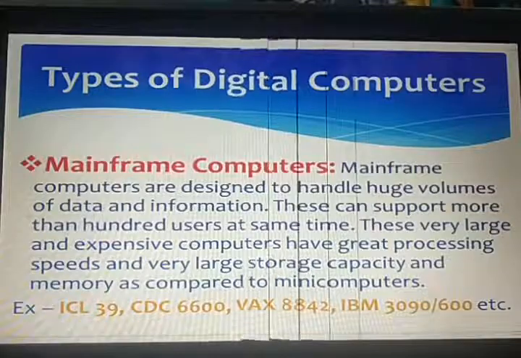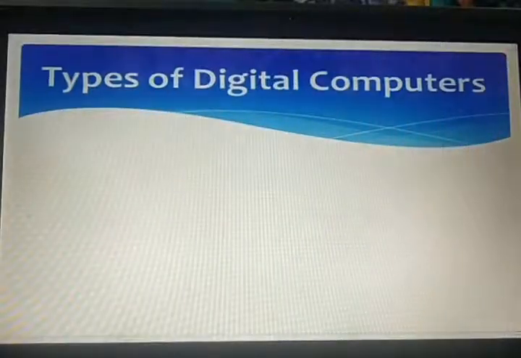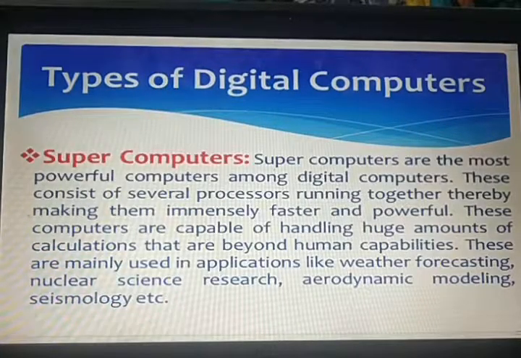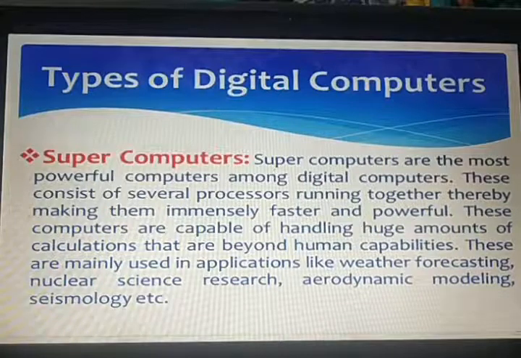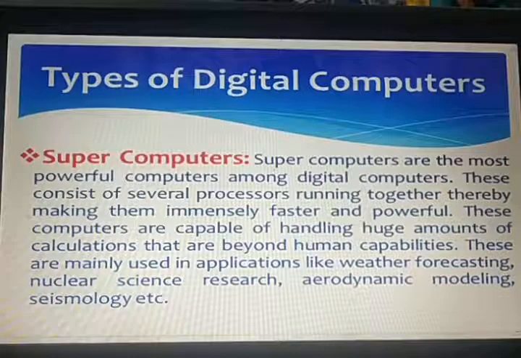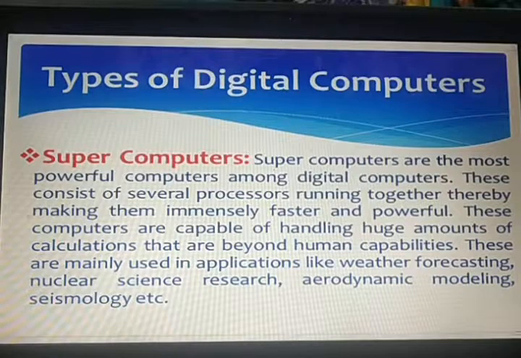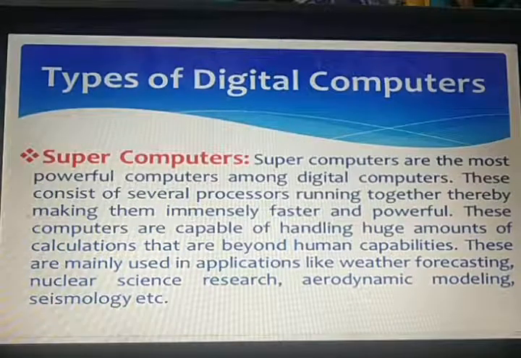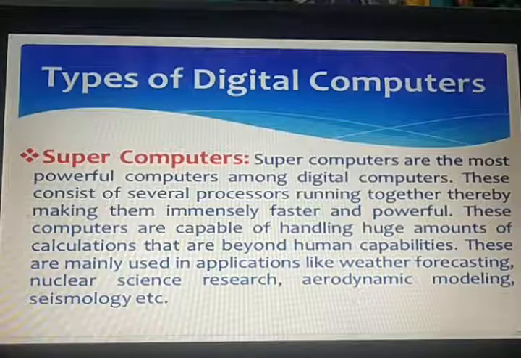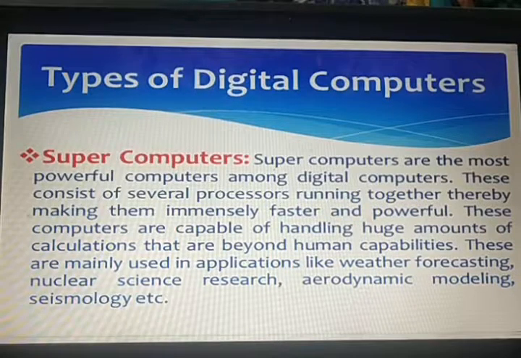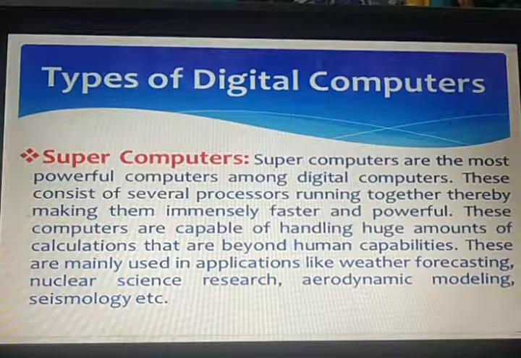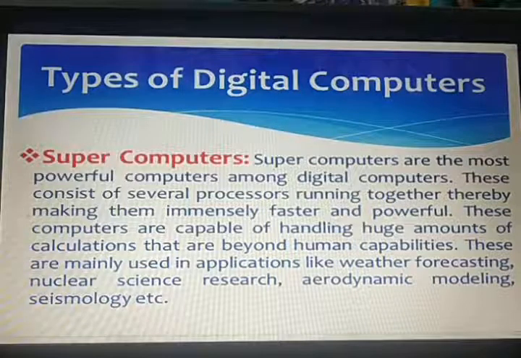And the next digital computer is the supercomputer. Supercomputers are the most powerful computers among digital computers. These consist of several processors running together, thereby making them immensely faster and more powerful. These computers are capable of handling huge amounts of calculation that are beyond human capabilities. Supercomputers can perform billions of instructions per second. Some of today's supercomputers have computing capability equal to that of 40,000 microcomputers.